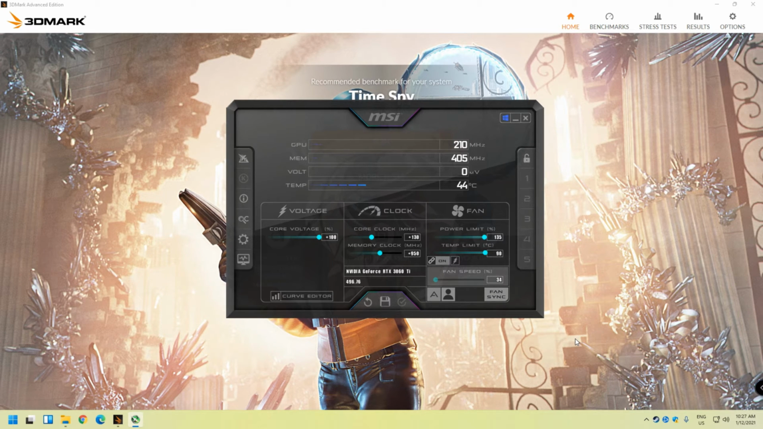Next thing to look at is the power limit. So obviously you want to be maxing that out, and same goes for the temp limit as well. When you do up your power limit, it should automatically adjust your temp limit as well.